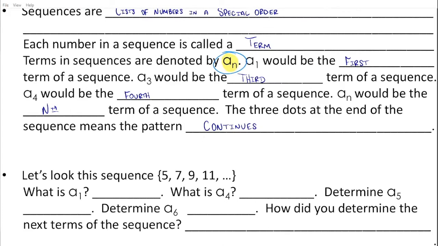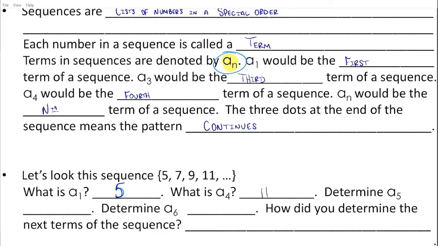So we see the sequence 5, 7, 9, 11, dot, dot, dot. Okay. So we want to know what is the first term of this sequence. So the very first number we see, a1, is 5. The fourth term: 5 is the first one, 7 is the second, 9 is the third, 11 is our fourth.